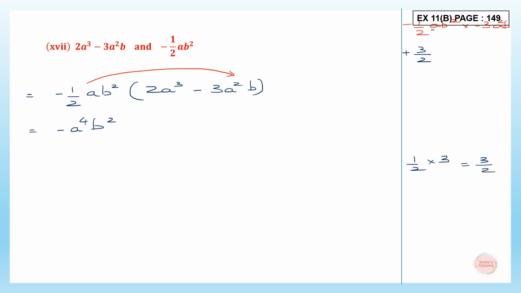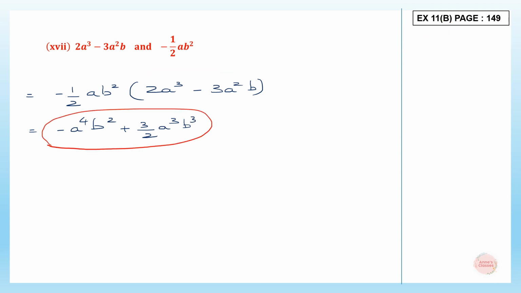Look at the literals. A into a squared. So this is 1a and that is 2, so a to the power of 3. Now b square and b will be b to the power of 2 plus 1, which is 3. So this becomes plus 3 by 2 a cubed b cubed. So this is our final answer. Let's read it. Minus a to the power of 4b square plus 3 by 2 a cubed b cubed.